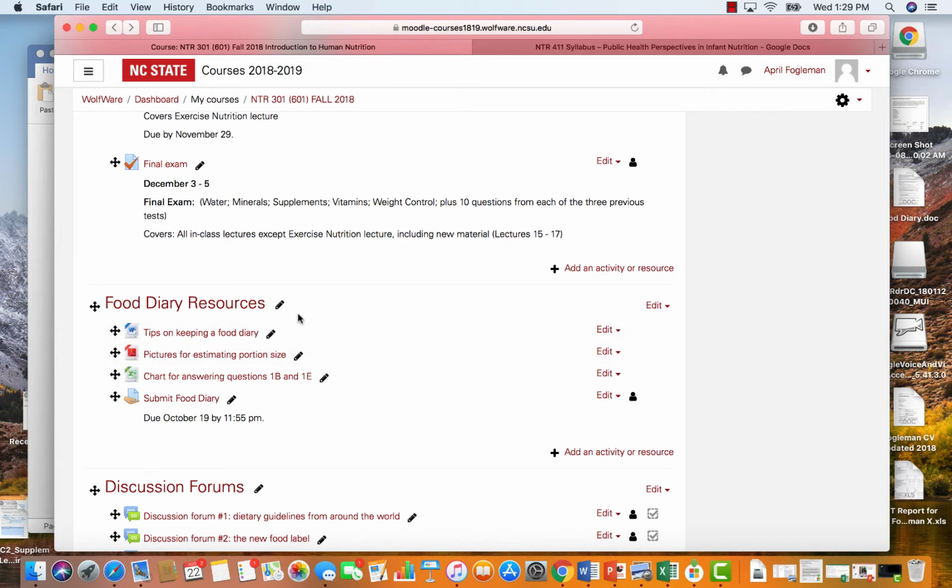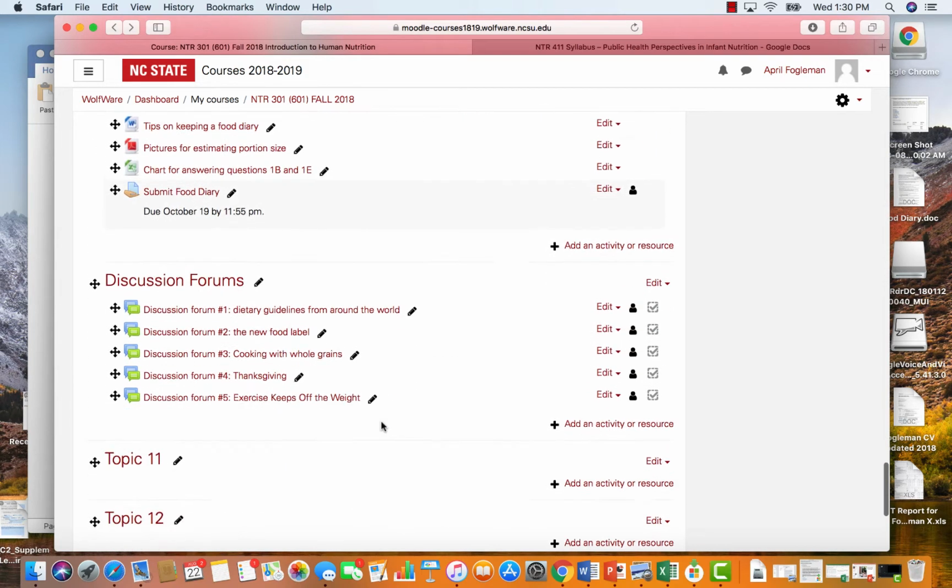Right here are the food diary resources. You'll need to complete a food diary during the course, and we'll have directions for you regarding how to complete the food diary. Here are some resources on keeping a food diary and a chart that you'll use for your questions. I need to add the document that has the new questions on it, so the assignment's different this year than it has been in years past. So all of that will be found here, and that food diary is due on October 19th.